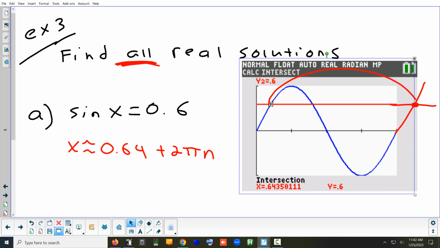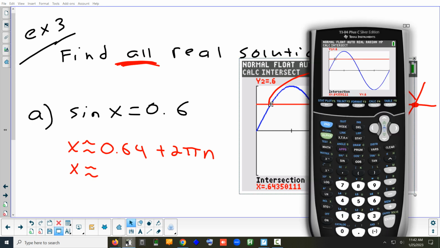And n is what kind of number? An integer. Yeah. So you can add multiples of 2 pi, or you can subtract multiples of 2 pi and get the answers in the previous cycles. Okay, there's your first one. And the second one, we're going to do the same thing.